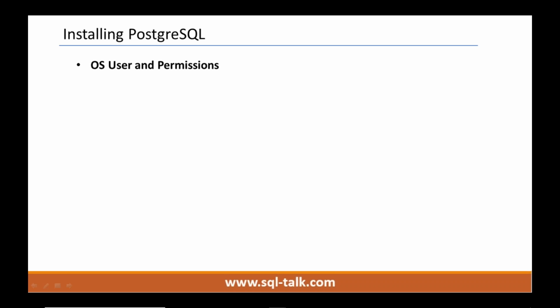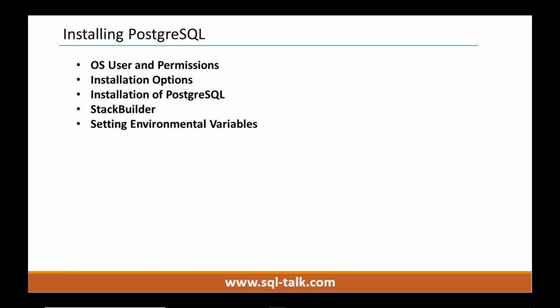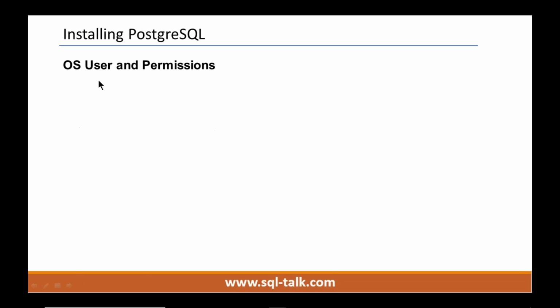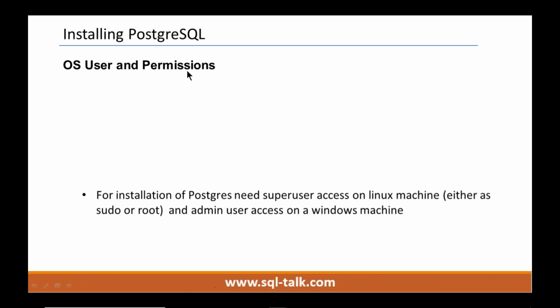As part of installation, we have to see the OS user and permissions. What permissions are required to install PostgreSQL? Then there are different installation options: the wizard option and the source code option. Stack Builder is one tool which will install all the other utilities. Then we have to set the environment variables before starting to work.